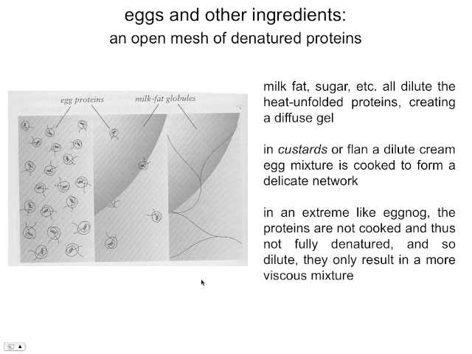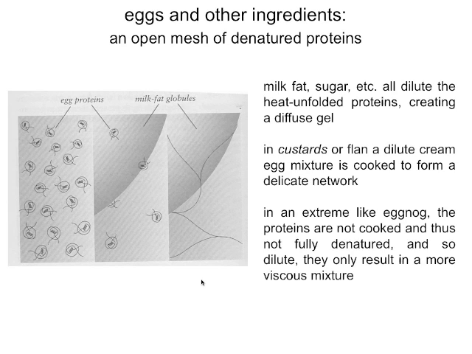So, but milk, fat, and sugar all dilute the heat unfolded protein so the gel becomes more diffuse, and so we get again a gel network that's much lighter and much more delicate than what we see in a foam. The examples that are discussed in your text are custards and flans. In this case, we have a dilute cream mixture that we cook to form this very delicate network. And if you've had custards, then you'll know that they do have a very light texture. It's also a very delicate texture.